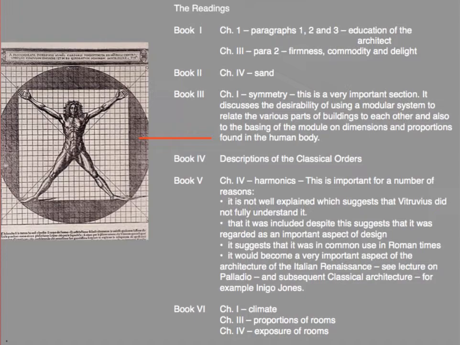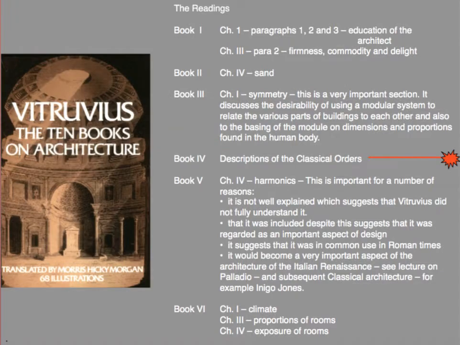And he advocates a modular system, and the basing of that modular system on the proportions which are found in the human body. Hence the illustration of the Vitruvian man set in the square and the circle. And of course that drawing is from an edition of Vitruvius which appeared in the Italian Renaissance. But this is a very important part of the book, so let me draw your attention to that.